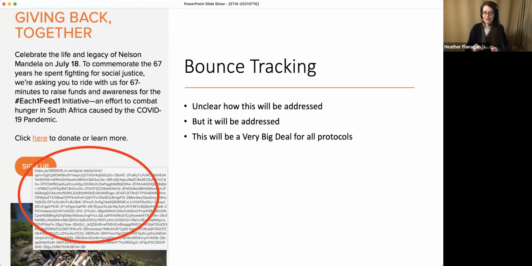Bounce tracking is also very heavily used by federated identity protocols. So whatever happens here could ultimately result in protocol-level changes, and those don't happen quickly. So it's on the roadmap. How? Don't know, but it will change.